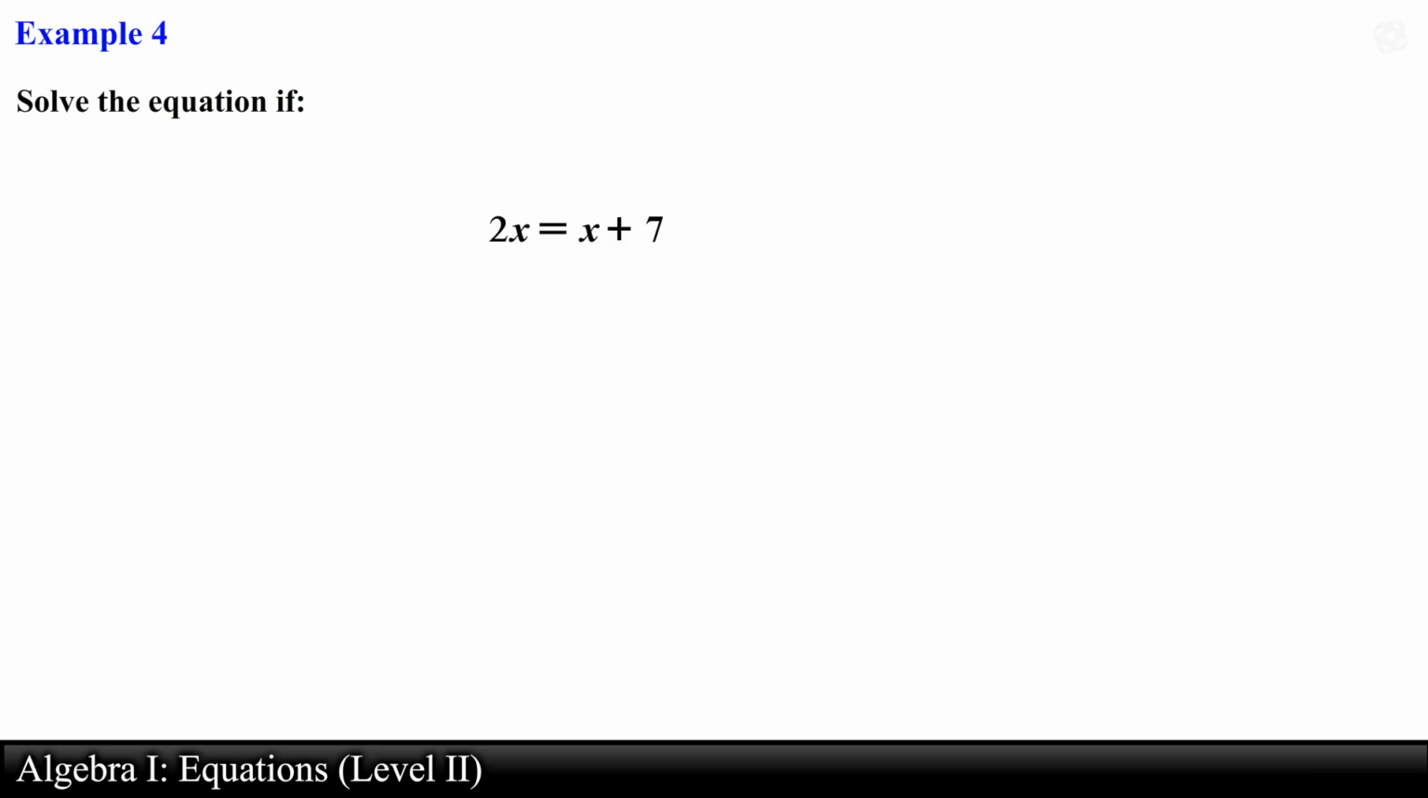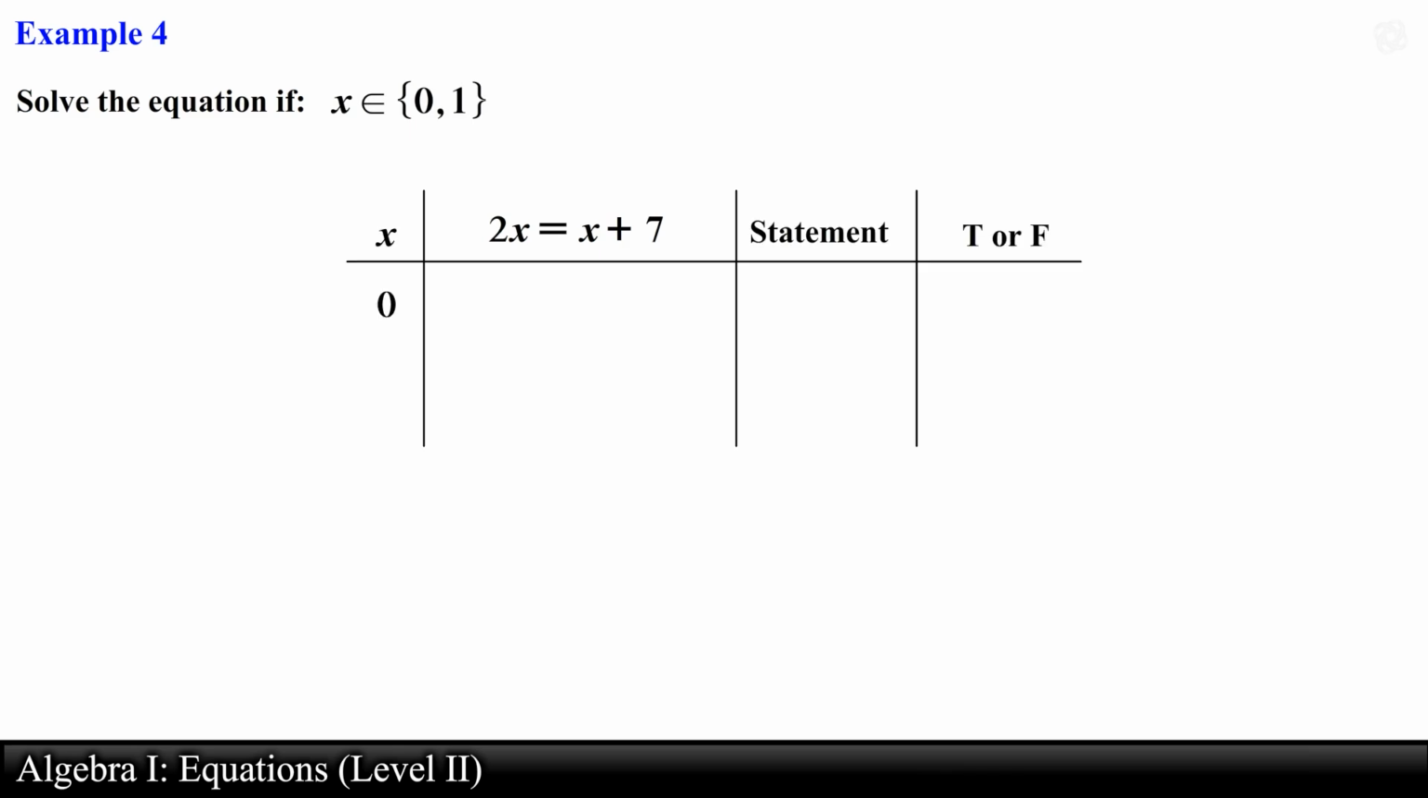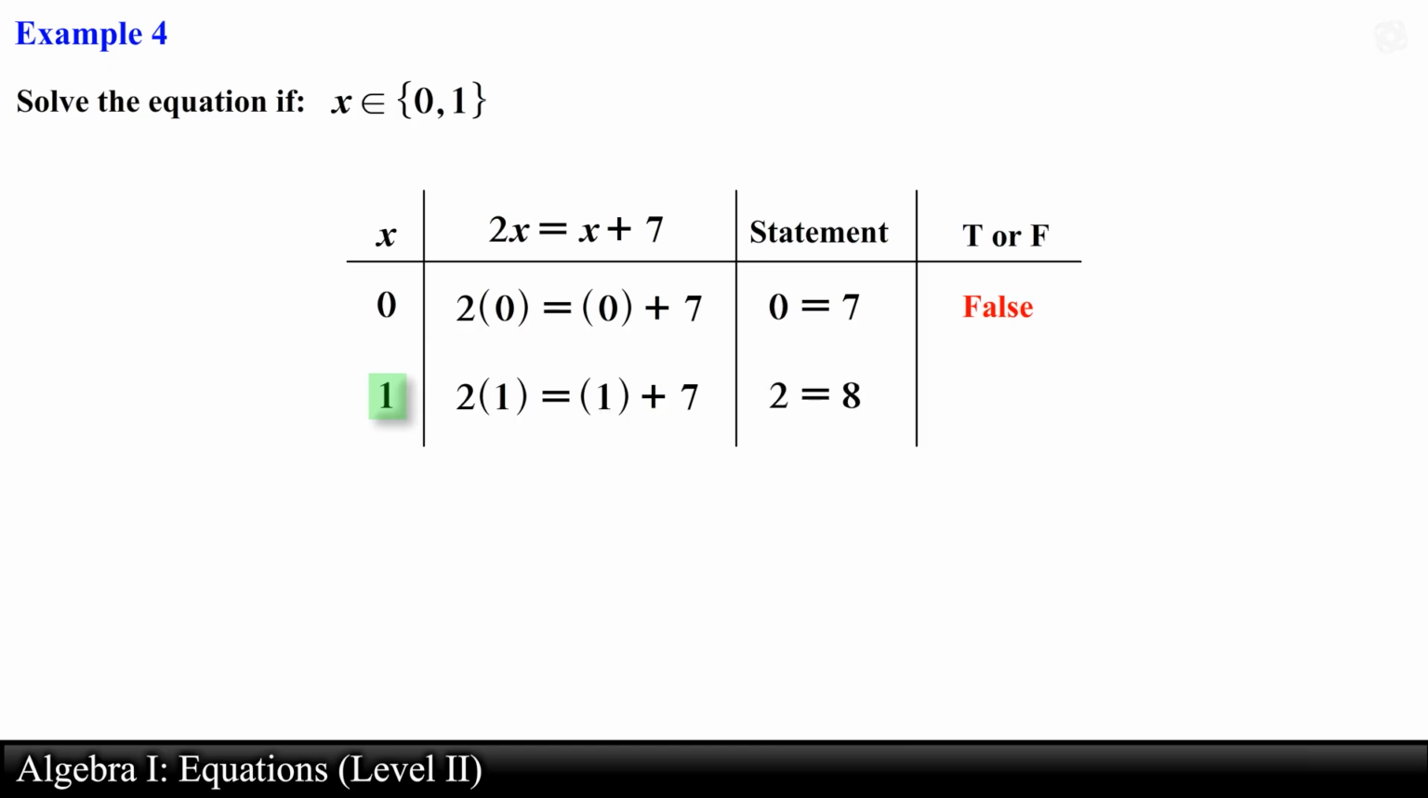Solve the equation 2x equals x plus 7 if x is an element of {0, 1}. Notice that we only have two elements in the domain. Like always, let's create a table and substitute each element of the domain into the equation. Substituting the first element into the equation and simplifying, we have the statement 0 is equal to 7, which is false. The last element in the domain is 1, and after substituting it into the equation, we have the statement 2 is equal to 8, which is also false.